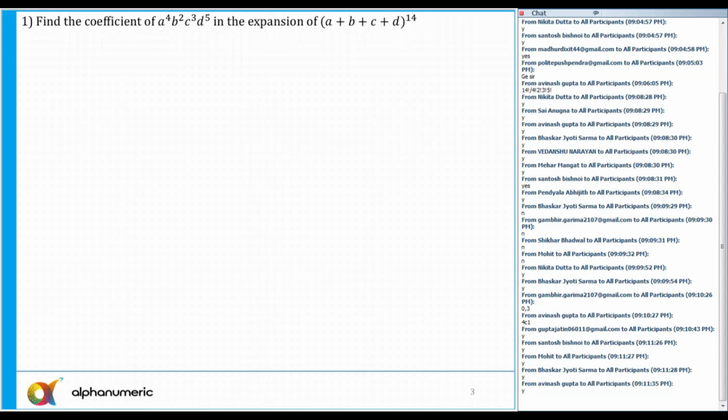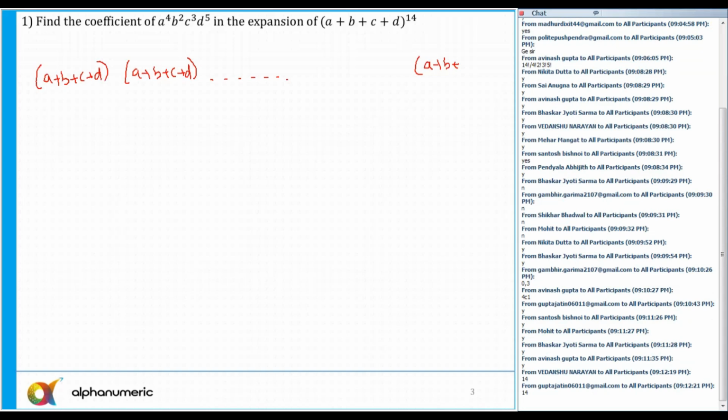So power is 14, which means that we have (a plus b plus c plus d) into (a plus b plus c plus d), and I need to multiply this how many times? That is basically 14 times. Yes or no? So there are 14 brackets.